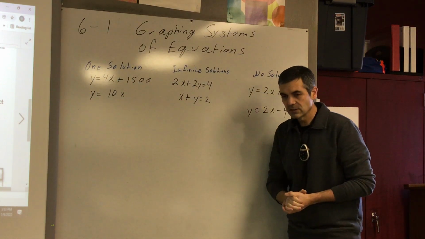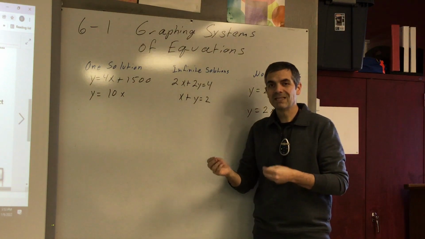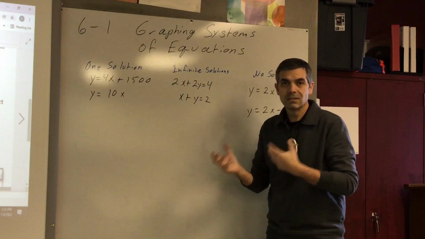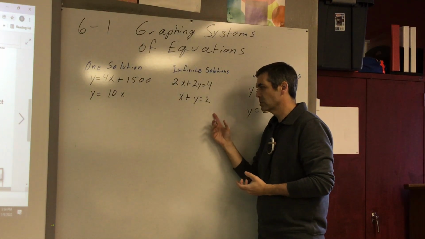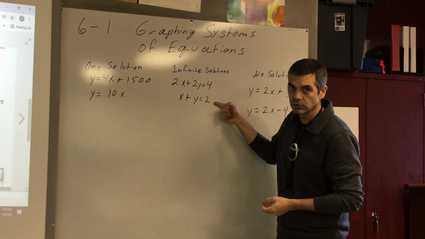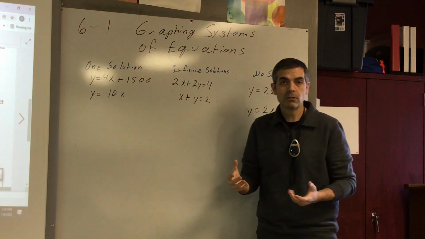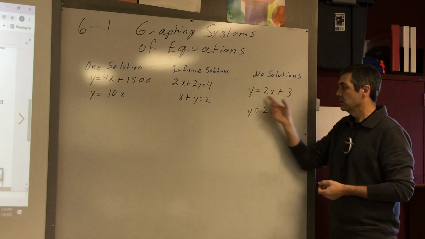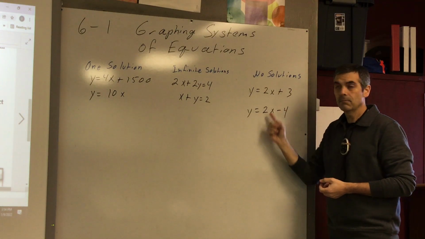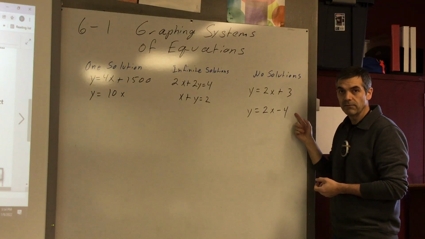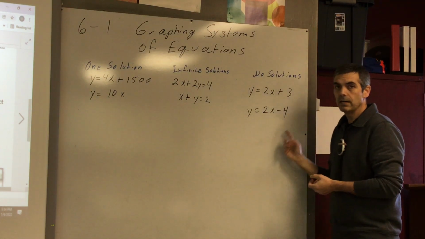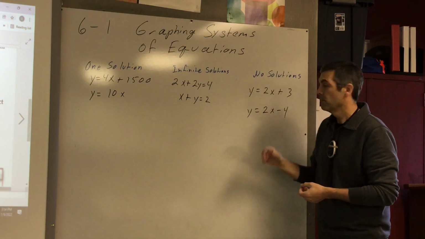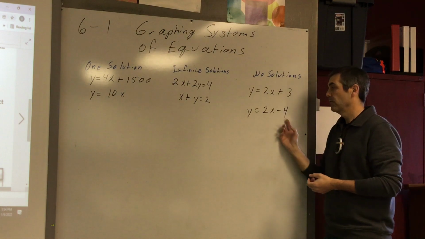If you're looking at infinite solutions, it's essentially the same line. 2x plus 2y equals 4 is the same thing as x plus y equals 2. This is just the reduced version of that. So that's what you're looking for with infinite solutions. With no solutions, notice how the slopes are the same, but the y-intercepts are different. These are parallel lines. When you have no solutions in a system of equations, you're going to have parallel lines.